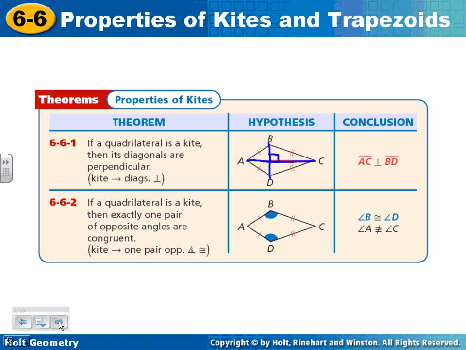The second theorem reads, if a quadrilateral is a kite, then exactly one pair of opposite angles are congruent. Notice the words one pair. Angle B and angle D would be congruent. However, circle this one, A and C, angle A, angle C, would not be congruent. So it's only one pair.